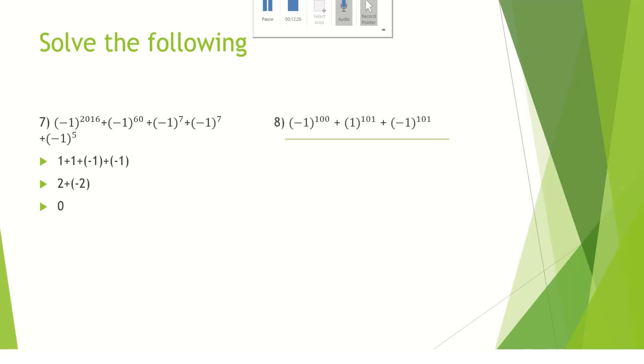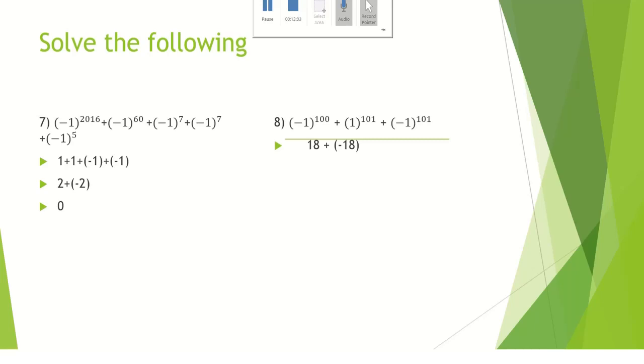Eighth question, minus 1 whole to the power of 100 plus 1 whole to the power of 101 plus minus 1 whole to the power of 100, whole divided by 18 plus minus 18. The first logic you can understand here: 18 plus minus 18, the denominator, if you observe, is 0. Something divided by 0, obviously you will get undefined, infinite. So if you are not concentrating on that, you can look at it another way.